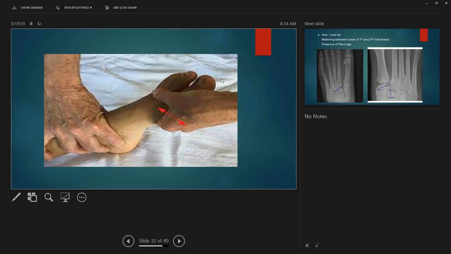For the piano key test, you have to stabilize the hind joint, grip the patient's metatarsal, and then perform a dorsiflexion and plantar flexion at the metatarsal joint to see if any pain occurs. This is our piano key test.